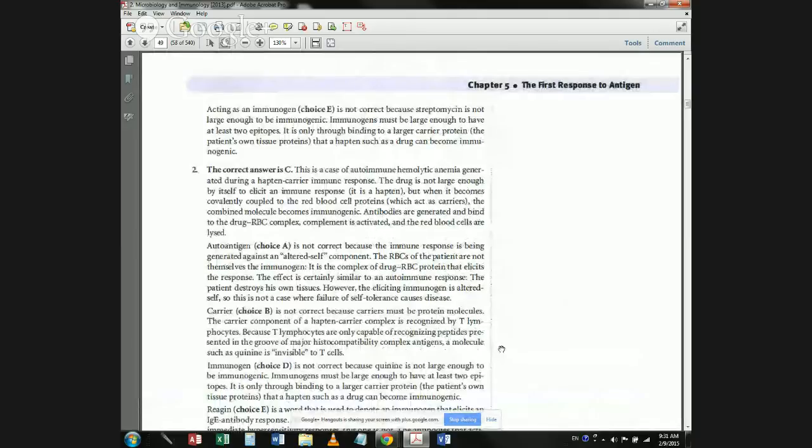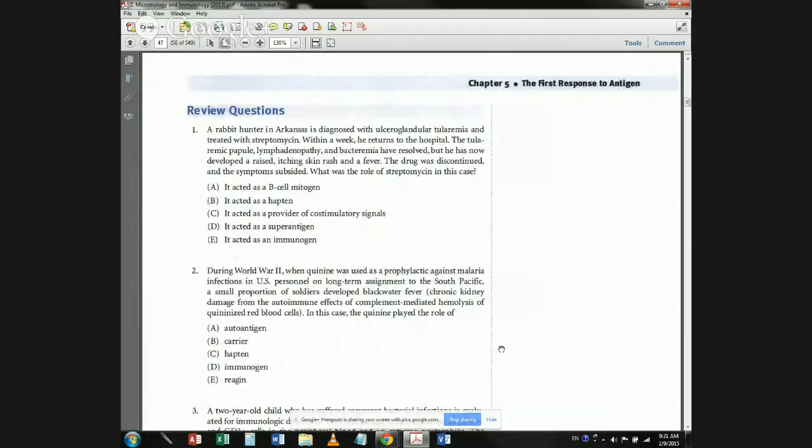Okay, I'm hiding this with my hand. Acting as an immunogen is not correct because streptomycin is not large enough to be immunogenic. Immunogens must be large enough to have at least 2 epitopes. It is only through binding to a larger carrier protein, the patient's own tissue protein, that a hapten such as a drug can become an immunogenic compound.